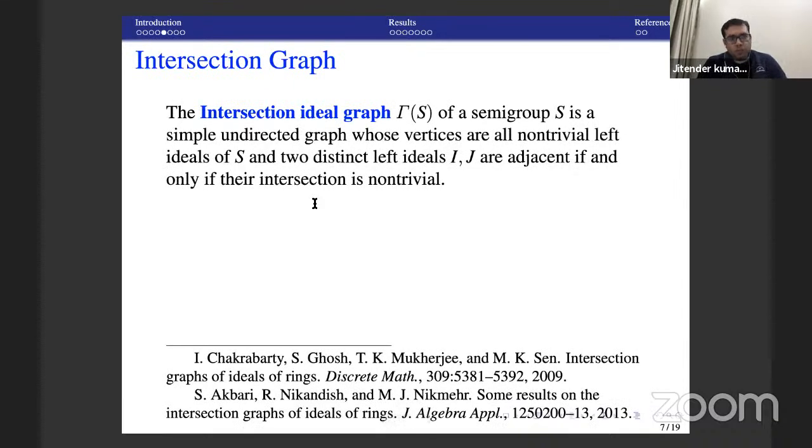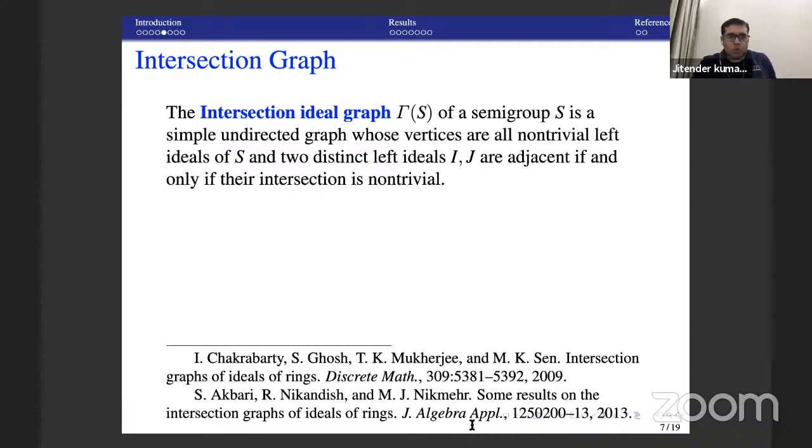Okay, let me come to my basic definition of the graph, the intersection ideal graph. The motivation to construct this graph comes from two papers: I. Chakrabarty in 2009, published in Discrete Math, and S. Akbari et al. in 2013, Journal of Algebra and Its Applications. They constructed the intersection ideal graph over ring structures, and further over modules and other structures, and a very nice connection was given. If I know some graph theoretic property, what can I say about the algebraic structure, and if I impose something on the algebraic structure, how does this graph behave.